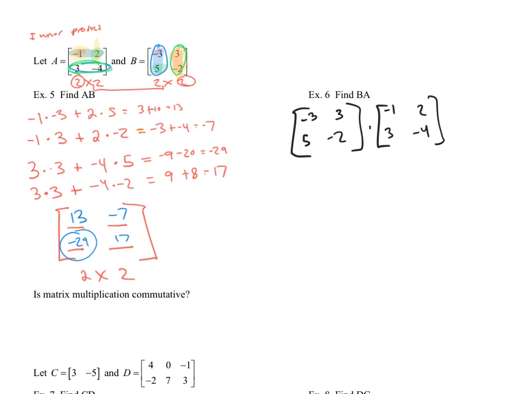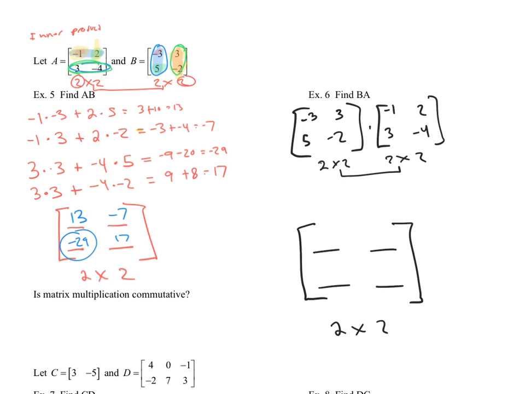Okay, and maybe I'll try to organize this in a different way to help you guys see it. So I know it's 2 by 2 times a 2 by 2. Okay, the insides match there, and my result's going to be a 2 by 2. So once again, I have those 4 spots I have to fill in.